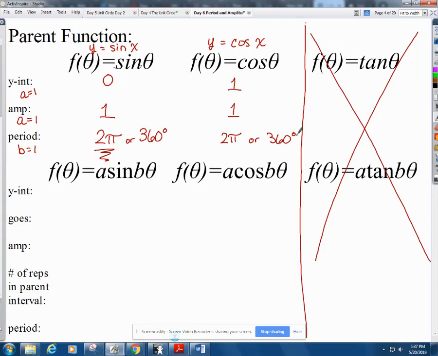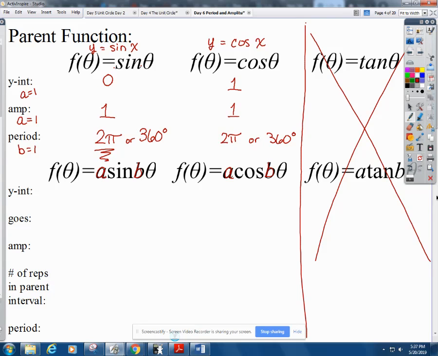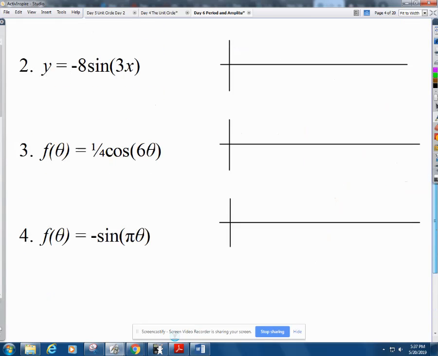But then when we put the a and b values in, that changes things. So we have now an a and a b value. And now we'll summarize how that changes the information that you're looking at.